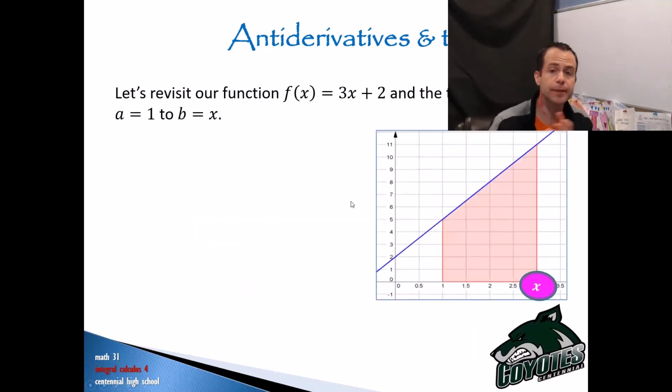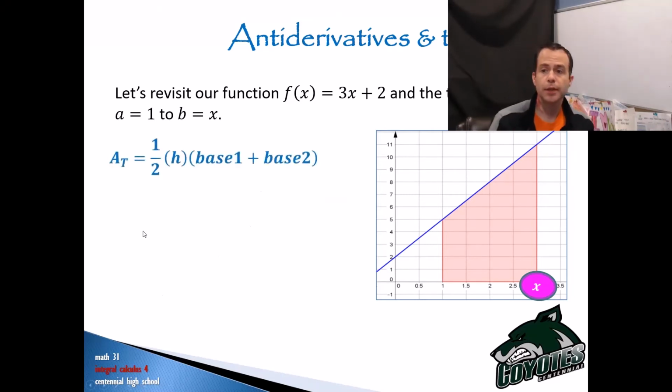Okay, so let's revisit our function. This is the exact same one that we dealt with yesterday in Riemann sums. f of x equals 3x plus 2 and the trapezoid form. We're going to look at a equals 1 to b equals x. So I know that in our example yesterday, we did a 3 there. Right now, I'm just trying to get a little bit more of a general formula going, okay? So I'm going to call that spot x so that we could actually stop it whenever we want to.